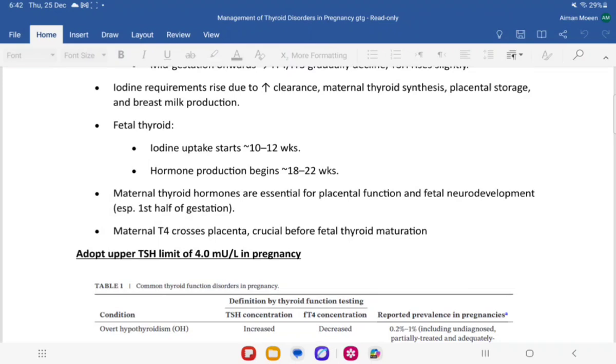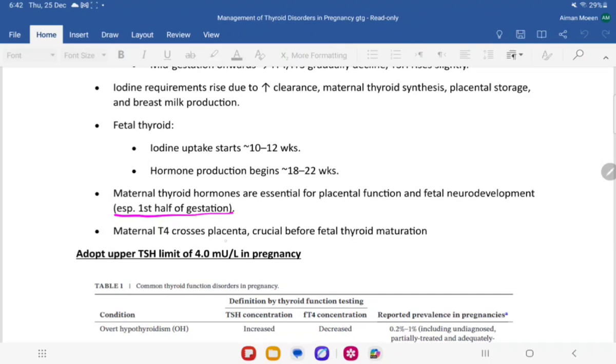Iodine is important for the synthesis of the gland. It is also stored in the placenta, and it is required for breast milk production as well. Fetal thyroid iodine uptake starts by 10 to 12 weeks, and hormone production begins around 18 to 22 weeks. It is really important for the neurodevelopment of the baby, especially in the first half of the gestation. Okay, in the first half of the gestation.